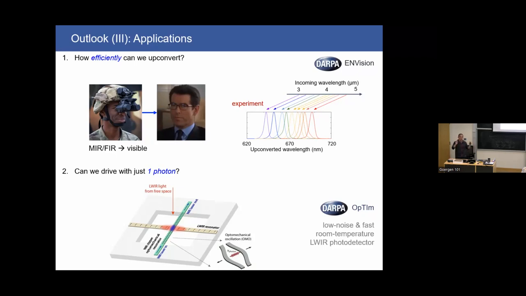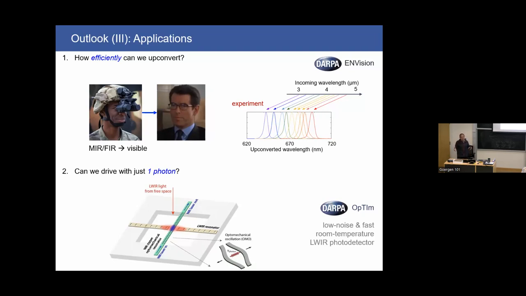Now, the second program is quite interesting because it kind of overlaps with what we have been talking about so far in the Floquet nonlinear optics. I've told you about using very powerful lasers. But you can ask the reverse question. Can you use just a single photon, or at least a few photons, but still have a readable output? That's the question we were trying to understand.